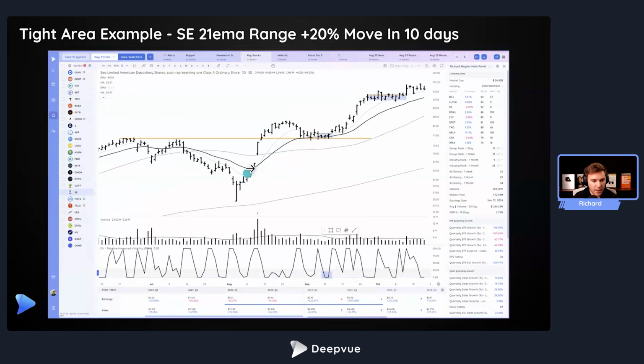SE again, pull back to 21 EMA as well as a confluence of the prior base. This was just an excellent example and really nice expansion move, 20% in 10 days. And then we reset again, and I think it moved higher again. So a really good example of a pullback to 21 EMA lining up with a base pivot.